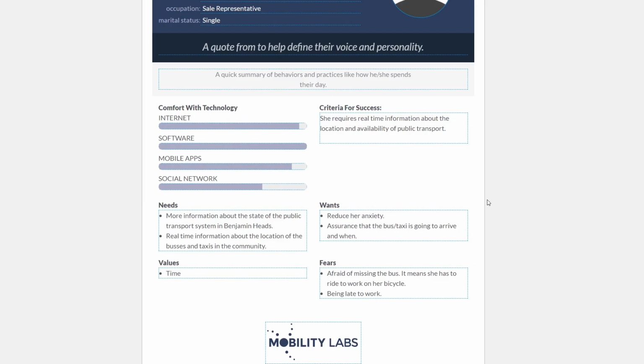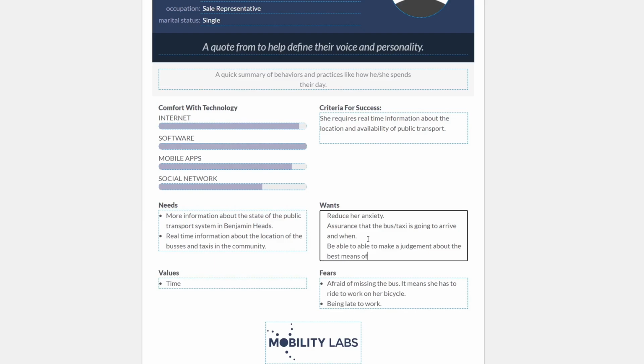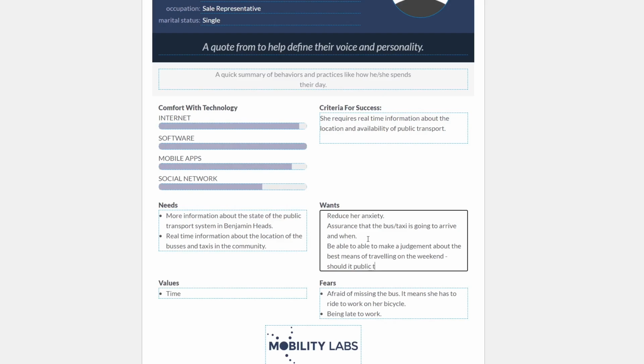I suppose if we had considered her weekend activities and catching the cab, we might have come up with some situation where something she really hates is ordering the cab, but then getting offered a lift by someone, so she has to turn it down. So what she wants is to be able to make a judgment about the best means of traveling on the weekend. Should it be public transport or with a friend?